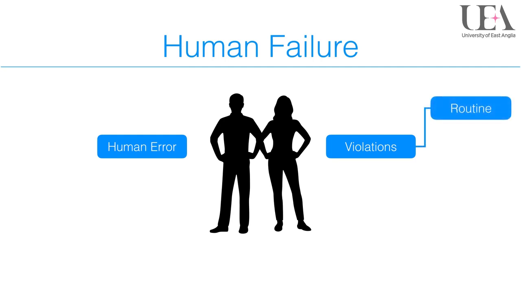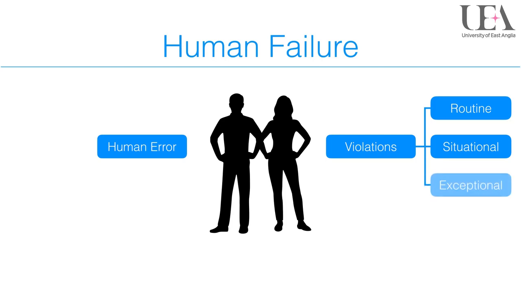Violations can be routine, for example, where bad practice or not applying rules has become the norm within a given environment. They can be situational, where rules are not adhered to due to other factors, such as time constraints or not having the proper tools for the job. Or they can be exceptional, where someone attempts to solve a problem in unusual circumstances, leading to them taking a calculated risk, but knowing they are deliberately not sticking to the rules to do so.